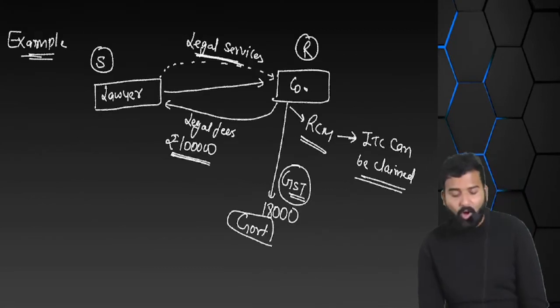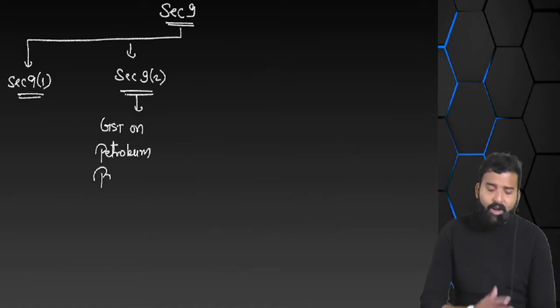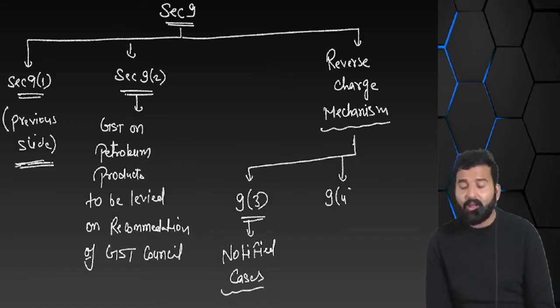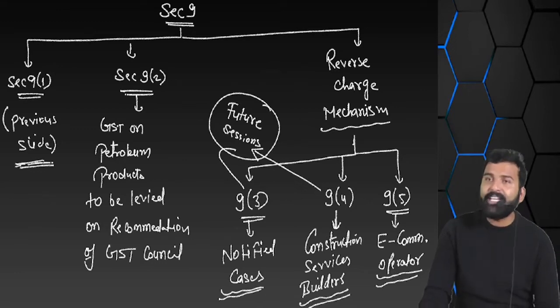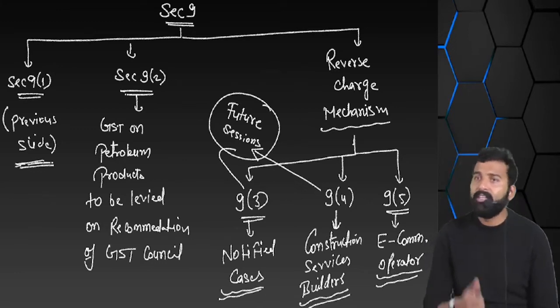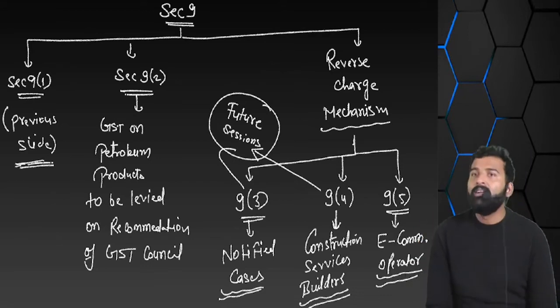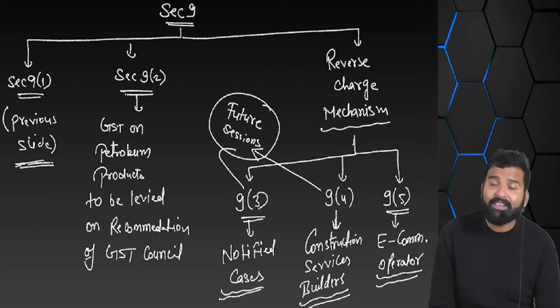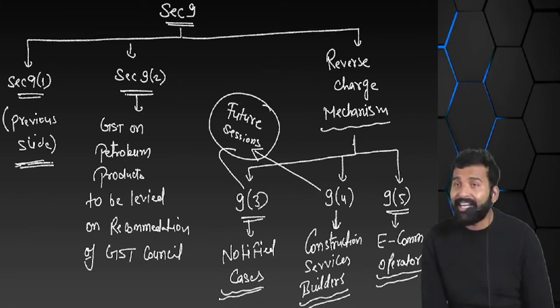I have also discussed one more example regarding legal services. There are a lot of cases where RCM is applicable. Actually, section 9 is divided into 5 parts: 9.1, 9.2, 9.3, 9.4, 9.5. 9.1 is the simple charging section, which we discussed in our first slide. 9.2 talks about when GST will be imposed on petroleum products. It will be imposed from the date recommended by the Council.